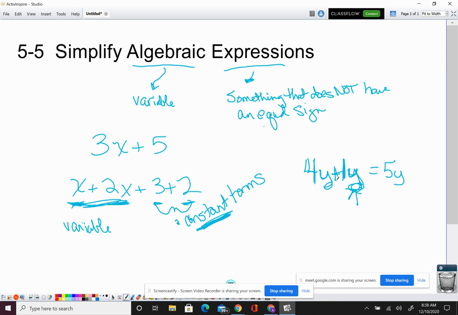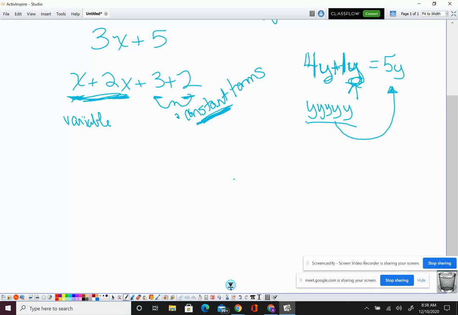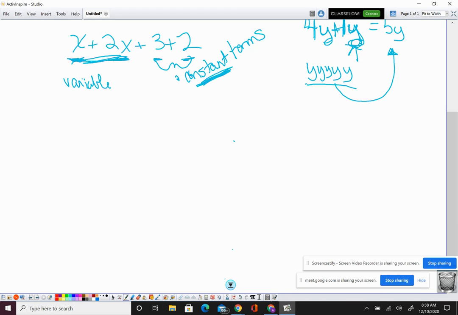So we have 4y and 1y. And if I really wanted to think about this, what does 4y mean? 4y means that I have 4 y's. And 1y means that I have another y. So how many y's do I have there? 5y. So the thing that you need to keep in mind when we're doing these problems is if you see a variable, there's really a 1 in front of it.